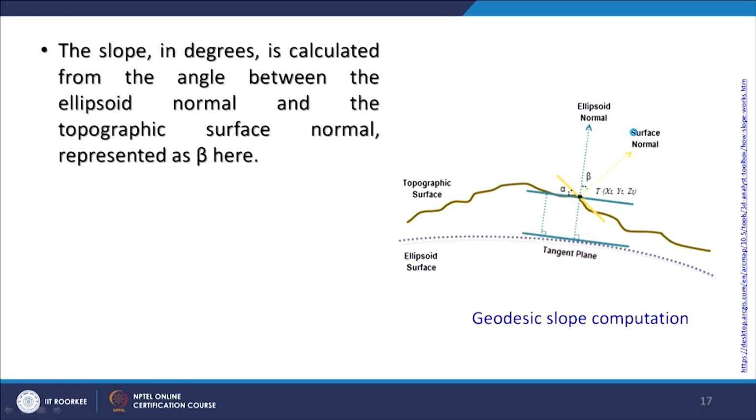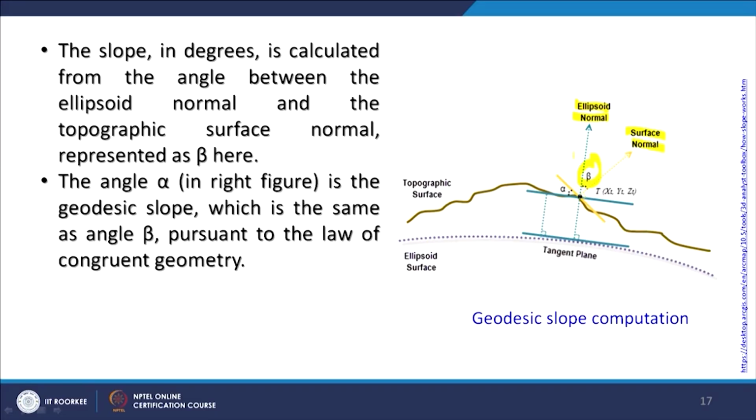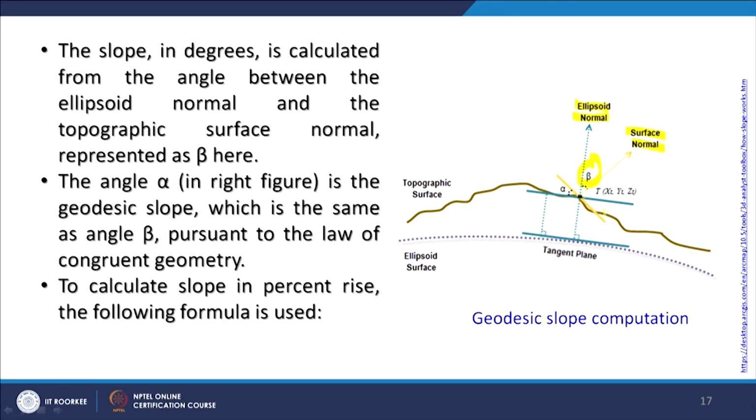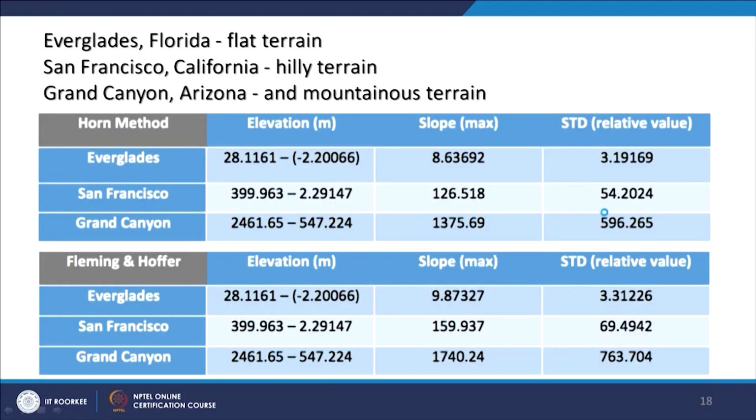Now, the slope in degrees is calculated from the angle between the ellipsoid normal and the topographic surface normal, which is the beta here. This angle alpha is the same angle as beta, pursuant to the laws of congruent geometry. And to calculate the slope as a percentage rise, of course, the formula is a little different. You have to multiply by 100 to get that.